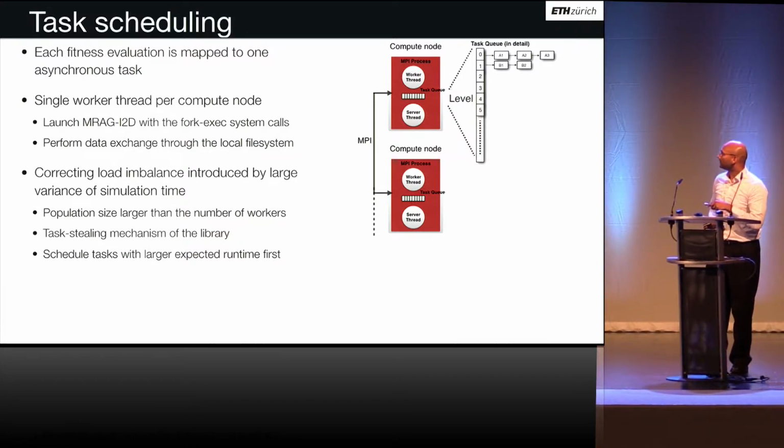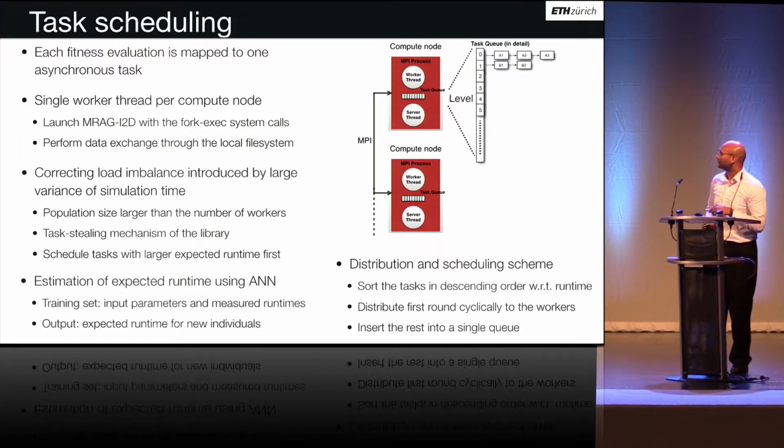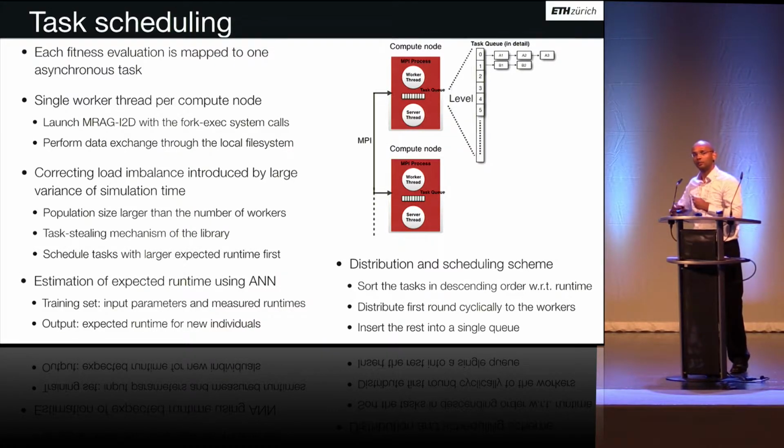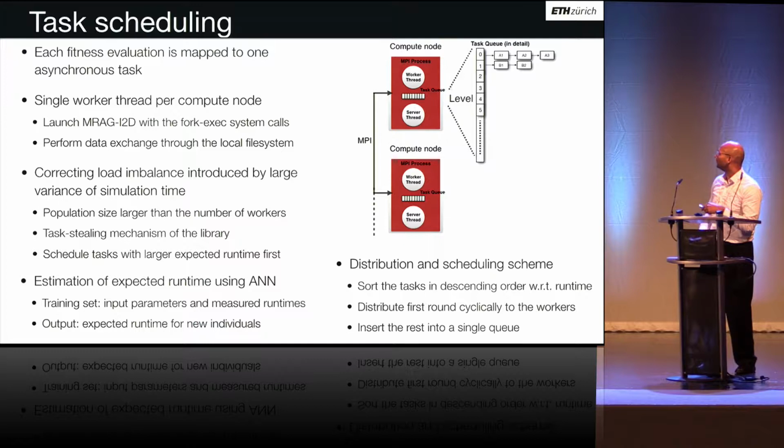The way this works is via an artificial neural network. So during the first few generations, we don't know which simulations will take the longest, so we record how long they took and what are the parameters they were running with. And when the network is trained, then it can predict with some accuracy that this new set of parameters, the simulation will take this much time. And then the simulations are scheduled accordingly. The ones expected to take the longest go in first.